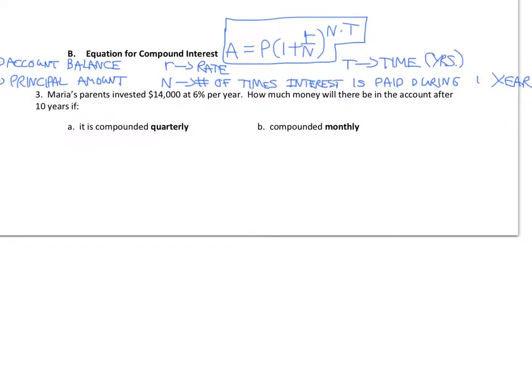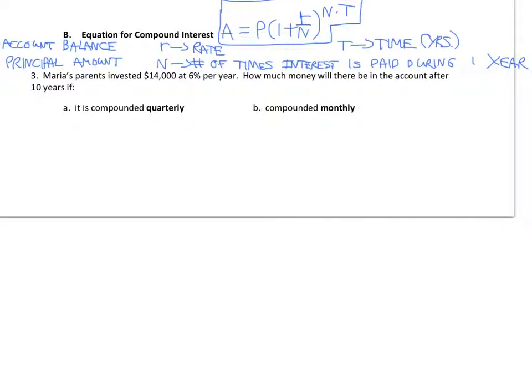All right, let's look at these two cases, A and B. Let's move this up, and we're just going to use the formula. Say Maria's parents invested $14,000 at 6% per year. What that means is her parents are putting $14,000 in the bank. That's the principal amount, the initial amount, which is $14,000. That percentage is what they're getting paid back. They're adding it on top of the $14,000. Since that's a percentage, that's the rate. Now 6%, I don't put it as 6. I leave it as a decimal. It's 0.06. The question is how much money will there be in the account after 10 years? So obviously T is 10.